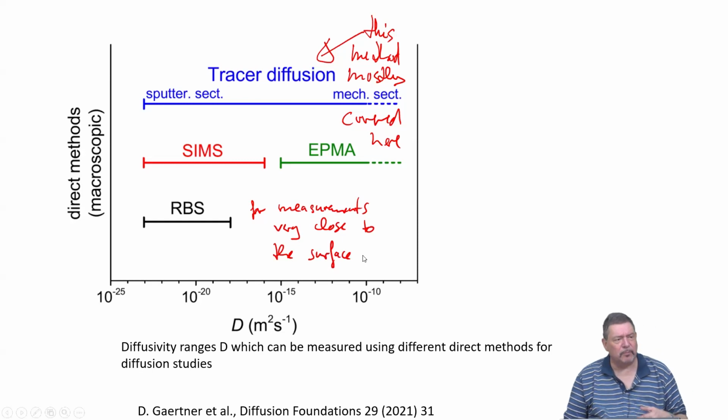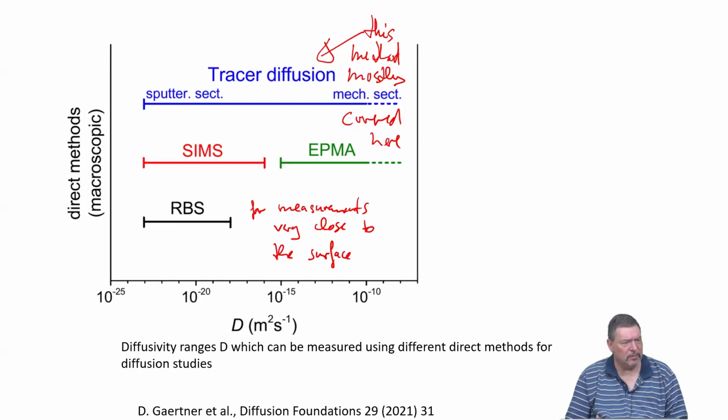So if you want to measure proper surface diffusion, these methods are your friend. And then in between, there is electron microprobe analysis, EPMA, or secondary ion mass spectroscopy, SIMS, often in a time-of-flight mode, TOF SIMS, time-of-flight secondary ion mass spectroscopy. And these methods are used whenever we cannot apply a radioactive tracer.